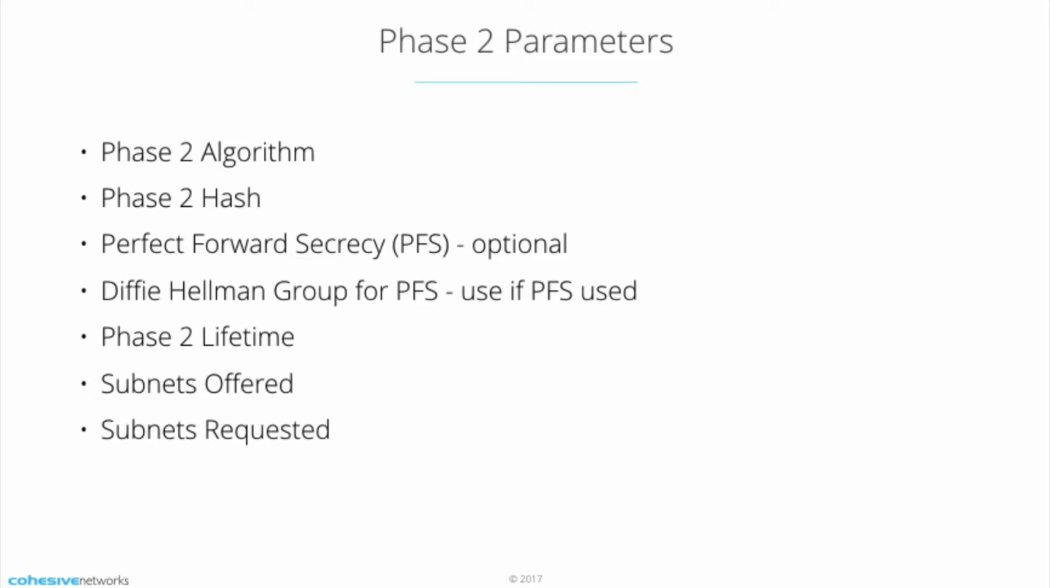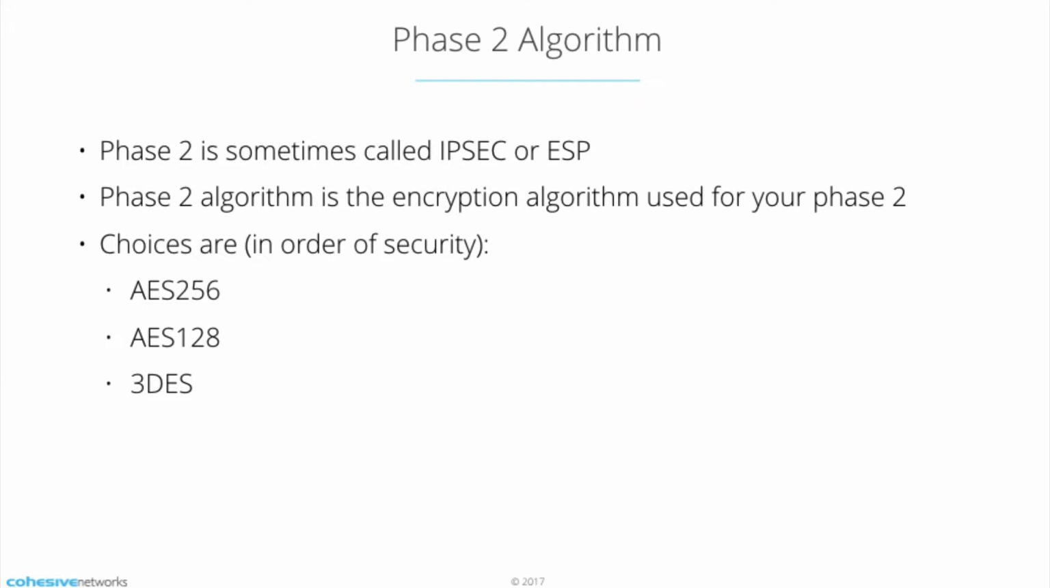And we do that via tunnel pairs when we set up VNS3. Phase 2 algorithm is sometimes what people talk about when they ask what you are doing for IPsec or for ESP. Phase 2 algorithm, again, is the encryption algorithm used, and the same choices are available: AES 256, AES 128, and 3DES, in order of security.